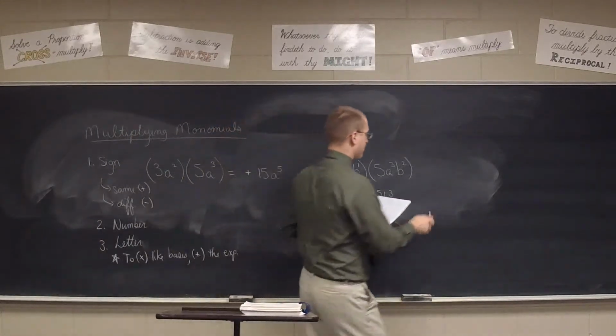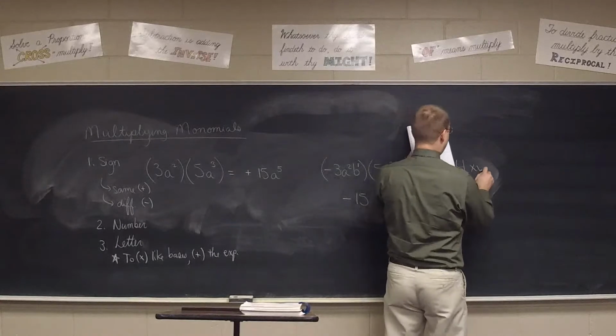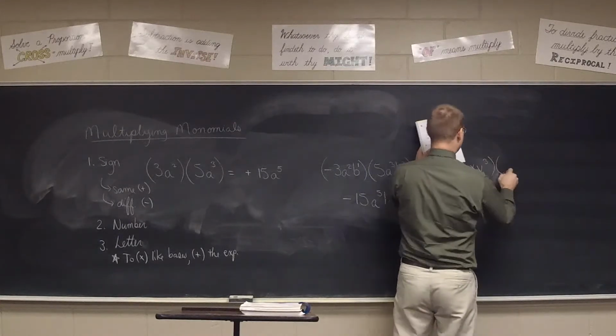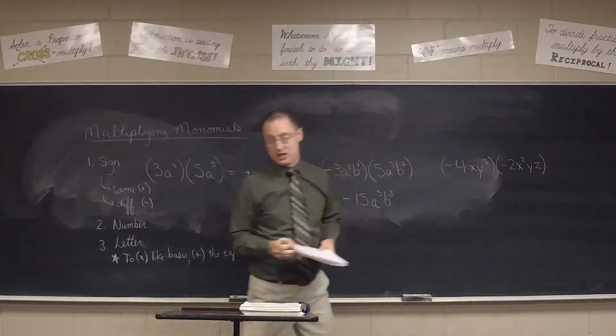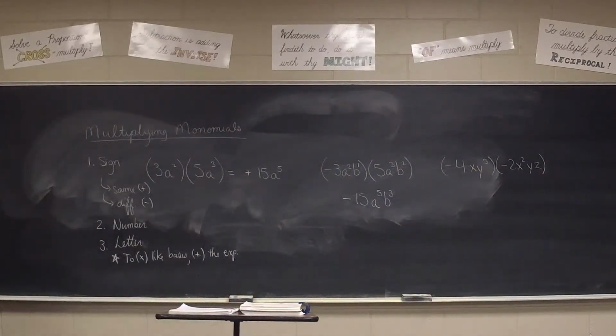Write this one down. Negative 4xy cubed times negative 2x squared yz. I have 3 steps to multiplying these 2 monomials together.